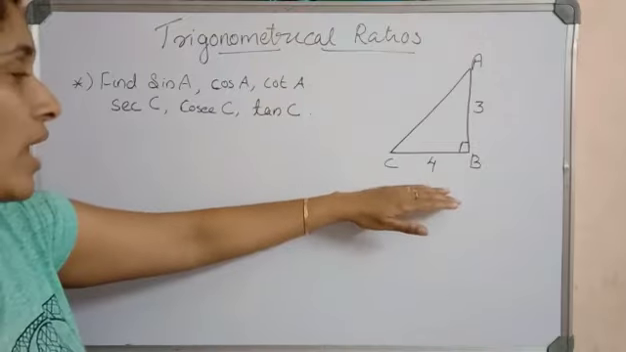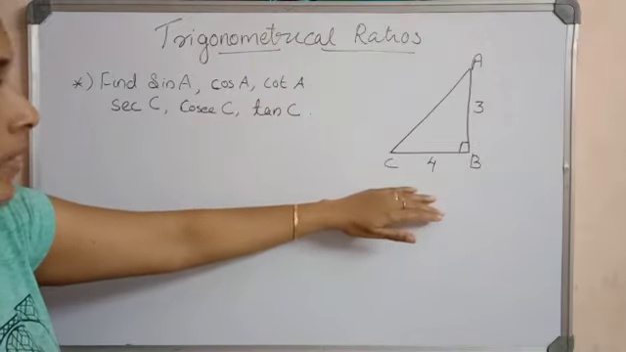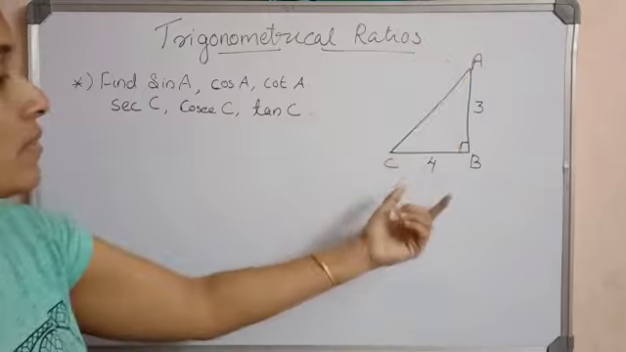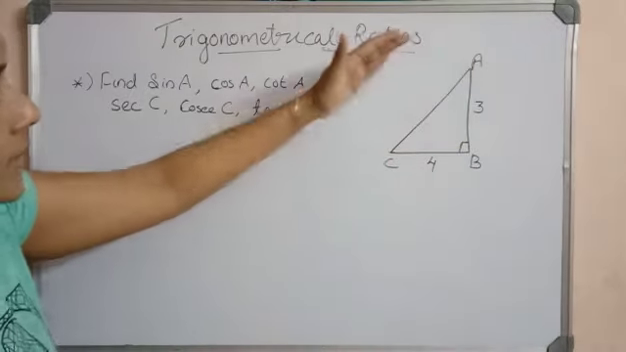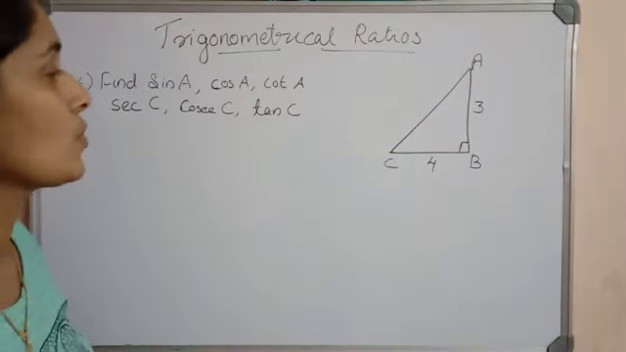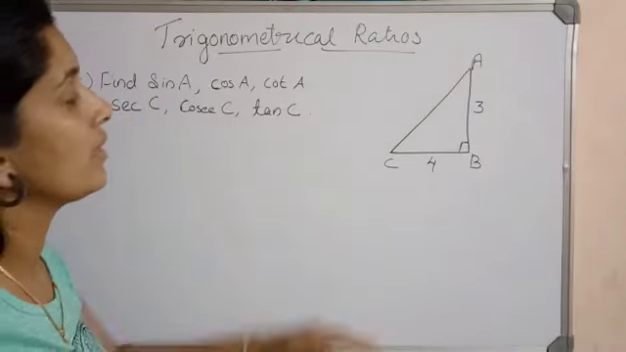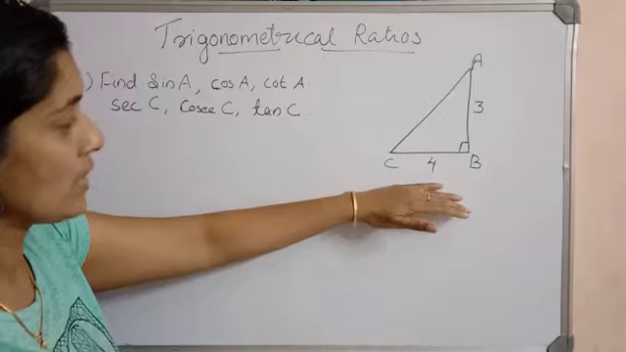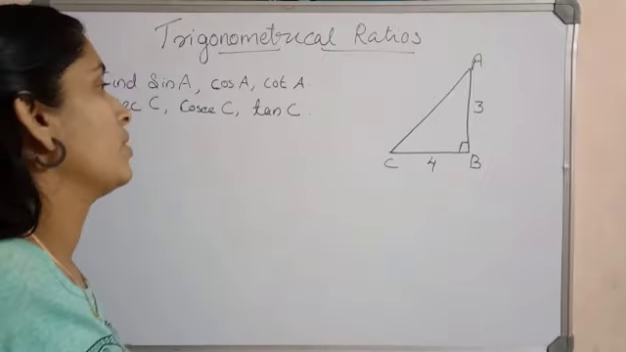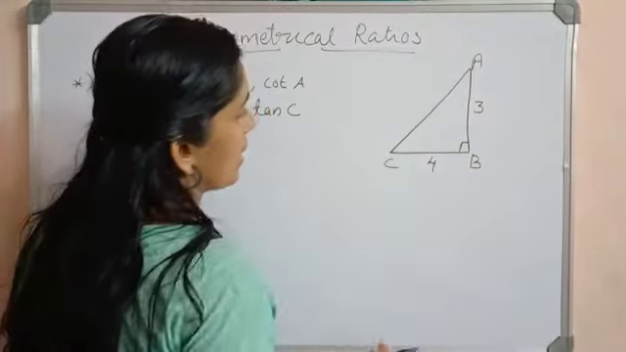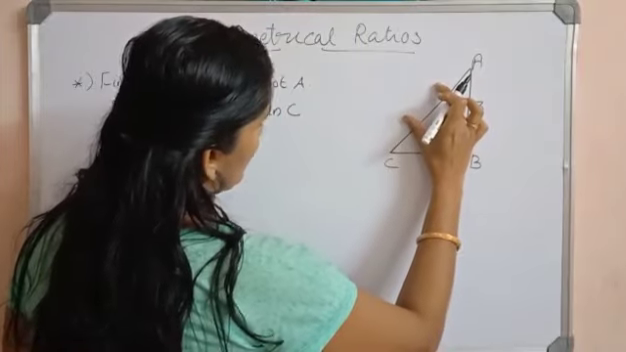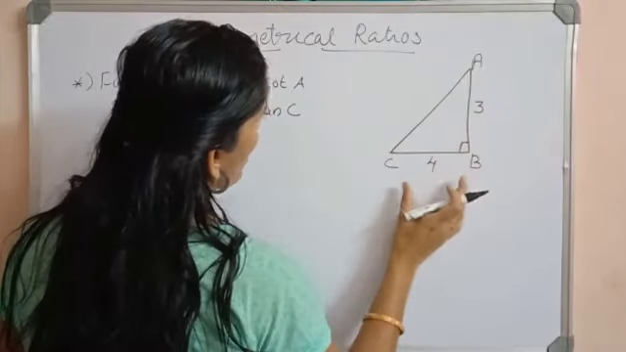In this given triangle ABC, the measures of AB as well as BC is given and the third side AC is missing. So first we need to find the length of AC. This can be found by using Pythagoras theorem. So if this is a right angle triangle, the hypotenuse square is equal to base square plus altitude square.